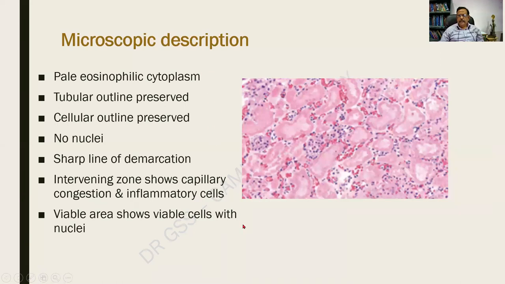And the description will be as follows. The cells have got a pale eosinophilic cytoplasm, tubular outline is preserved, cellular outline is preserved, no nuclei. There is a sharp line of demarcation between the dead and the viable area. The intervening zone will show capillaries and inflammatory cells. The viable area may show inflammatory cells as well as the viable cells with nuclei. So I hope you people will be able to write this description if you get a slide of coagulative necrosis, and you can draw this picture.